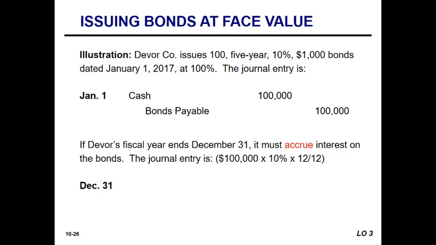Now, if the fiscal year ends on December 31st, it's going to need to accrue interest on those bonds. The journal entry to record that is 100,000 times 10% times the fractional year at play. In this case, it's 12 out of 12. So we have an interest expense for the organization of $10,000. And then we have interest payable of $10,000.